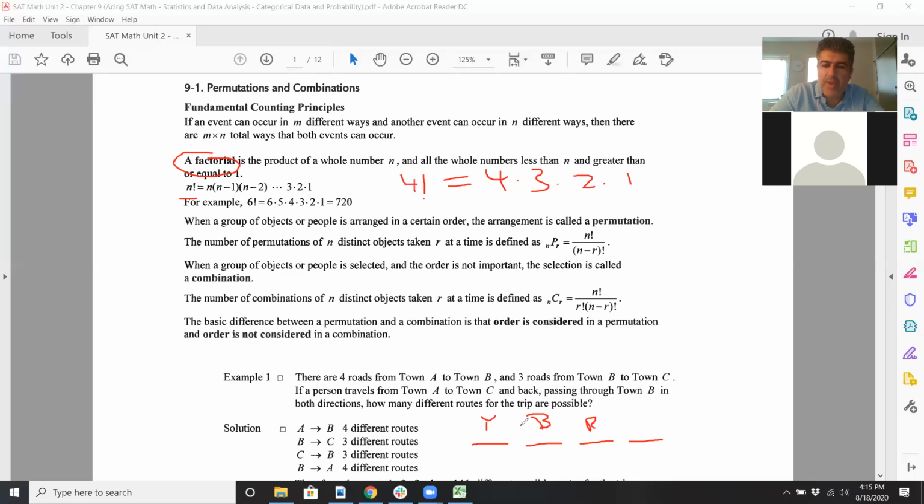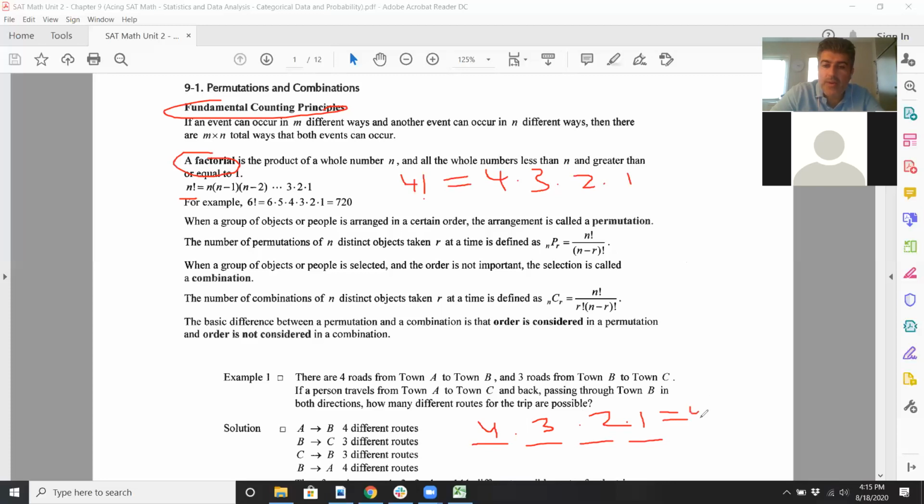But how many different ways can I arrange these chairs? Because maybe I start with the blue chair, and then yellow, and then white, then red, right? There's a lot of different ways I can do it. So for the first position, I have 4 options, because I have 4 different chairs to choose from. Then I have 3 options, because I've already chosen one chair, maybe the yellow chair went in the first spot, so now I've got 3 more chairs to choose from to go in the second spot, then 2 and 1. And following the fundamental counting principle, I just multiply that out.